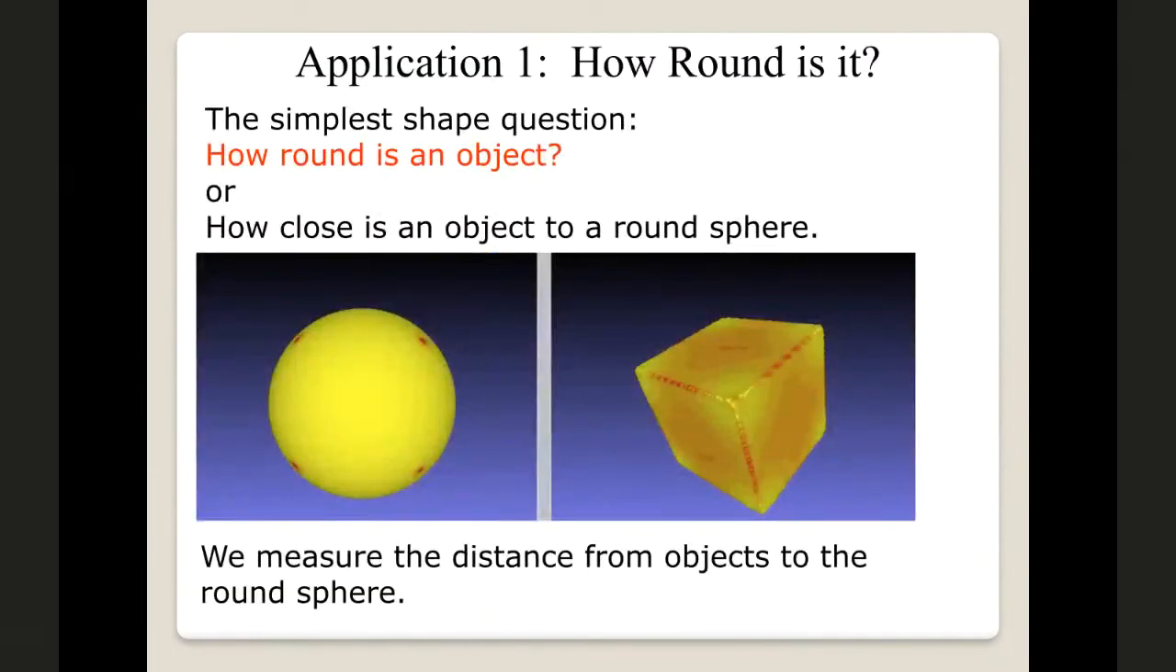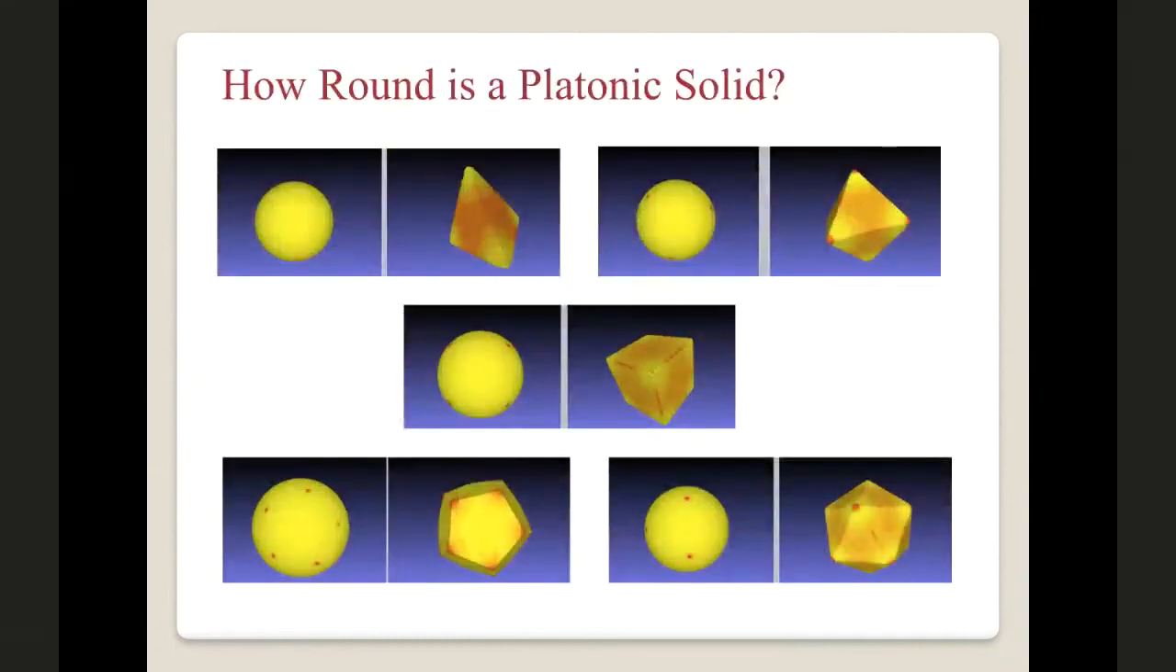So in the last 5 minutes or so, let me run through some applications and experiments we've done. The simplest shape question you can ask about an object is how round is something? So you can take this cube at the right and measure its distance from a round sphere. We did this roundness question, how far is something from a sphere, for a variety of shapes. Here's the Platonic solids.